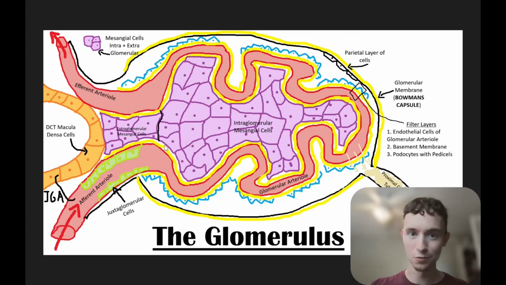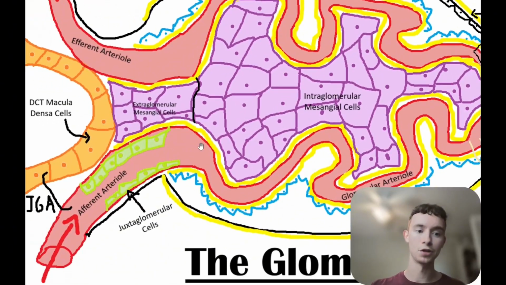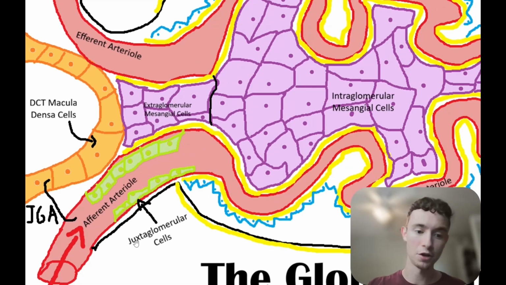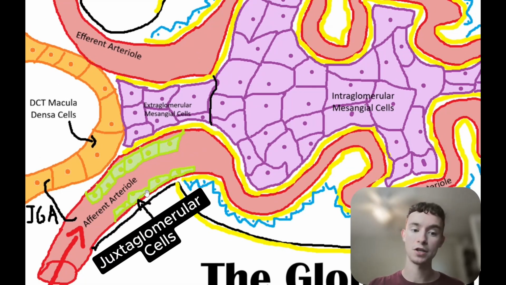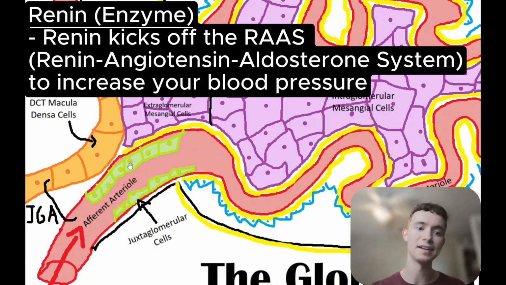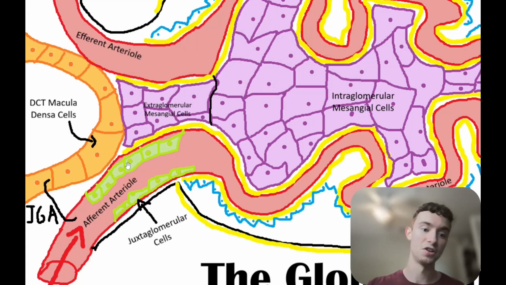Now, we can't talk about the glomerulus without talking about these 3 important structures over here at the very beginning of this all happening. And we're going to start with our juxtaglomerular cells. The juxtaglomerular cells are these green guys that I've drawn, and these are cells located only on the afferent arteriole. And their main job is to store renin, the enzyme renin. And the renin kicks off the RAAS, or the RAS pathway, the renin-angiotensin-aldosterone pathway. And eventually, if that gets secreted, it increases your blood pressure. And so it's very key for renin storage right here.